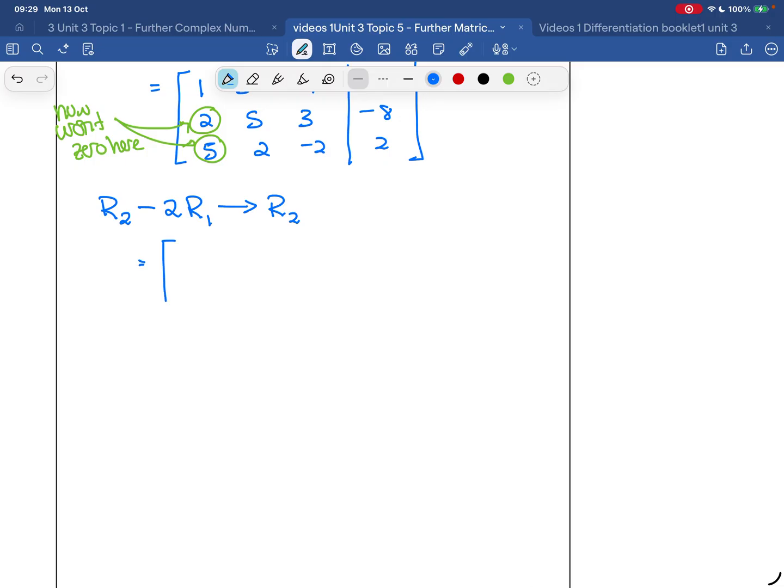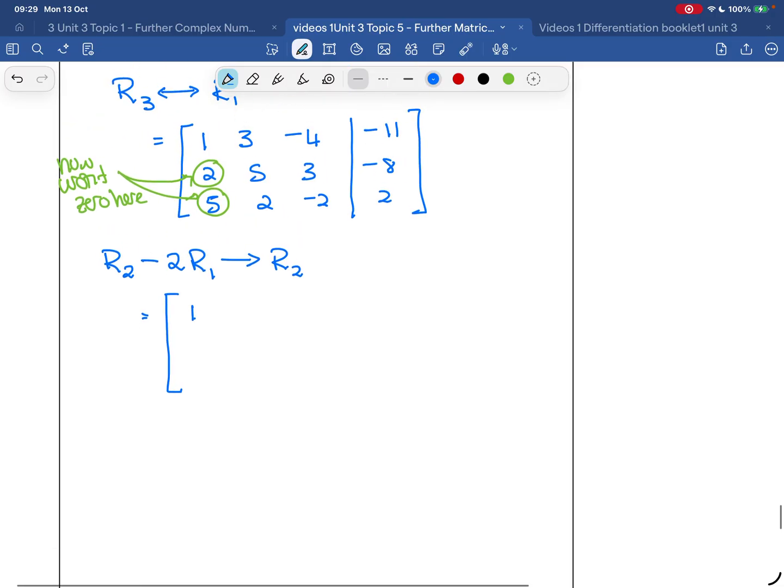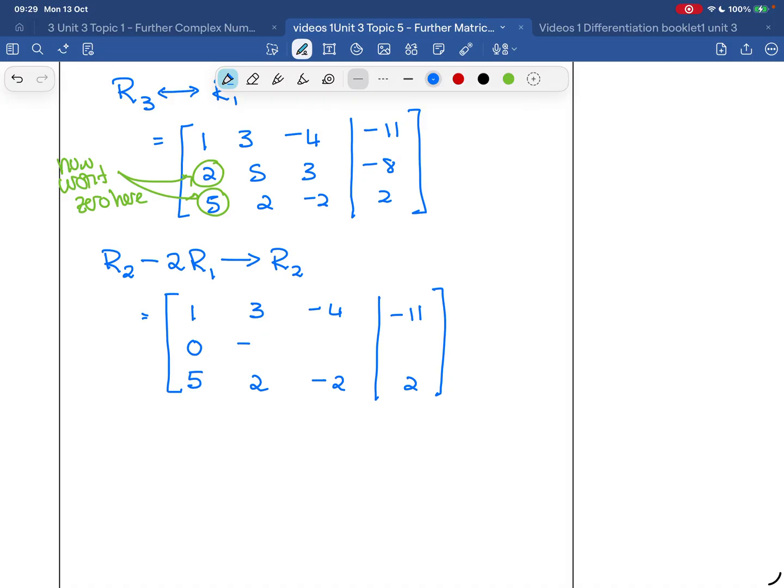Okay, so this is what it looks like. Row 1 isn't going to change, and row 3 is not going to change. We're only doing one operation in each one of these, because otherwise you're going to end up causing problems for yourself. So 2 minus 2 times 1 is 0. 5 minus 2 times 3 is negative 1. And 3 minus 2 times negative 4 is 3 plus 8, which is positive 11.